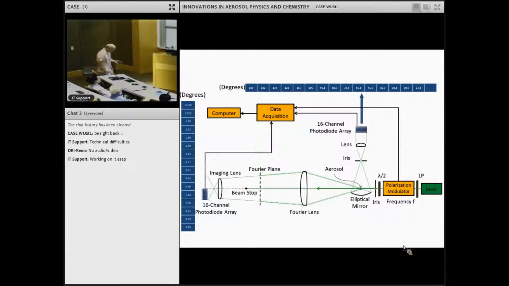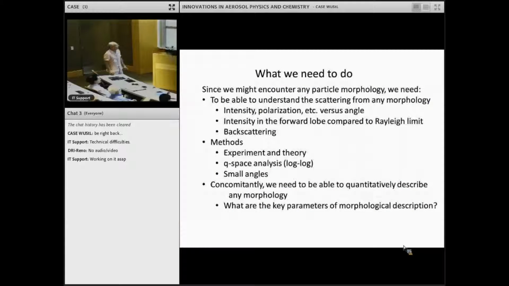So we built that thing, and what we need to do, well, I guess there's a bunch of things to do. Polarization's involved too. We can't forget that. But in order to understand, I believe, scattering from any morphology, we're going to have to use this Q-space analysis. And we're going to have to go to small angles. And the other thing that comes up is, we talk about scattering from irregular shaped particles, and then we have to stop and pause and think, what the heck do we mean by irregular shape?